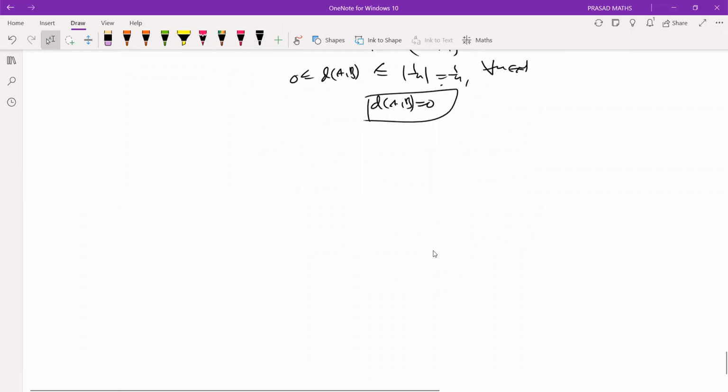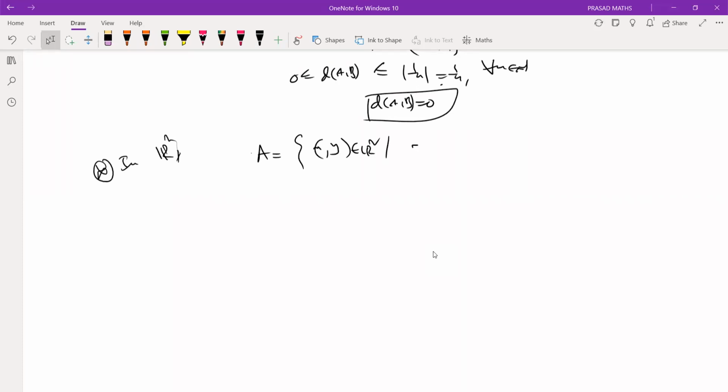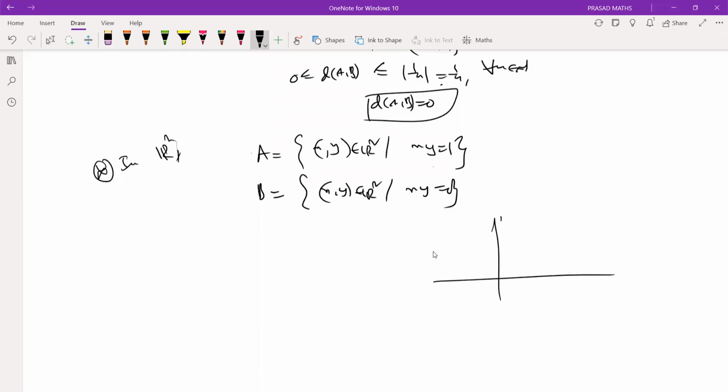Suppose you can take in R2, these are the standard examples. In R2, suppose you can take my A set as the rectangular hyperbola, the set of all ordered pairs in such a way that xy equals 1. My B set is, suppose you can take, the axes. That means xy equals 0. So my rectangular hyperbola is nothing but, xy equals 1 means what?